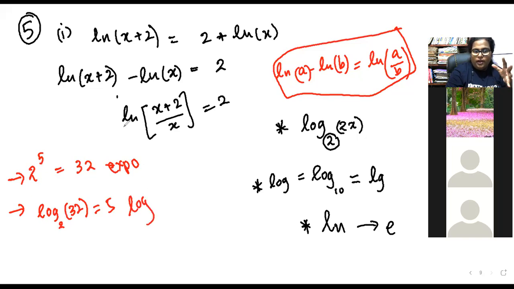So here our equation is in ln form. You have to convert this one to exponential form. So here you can write our equation like (x plus 2) divided by x equals e to the power 2.